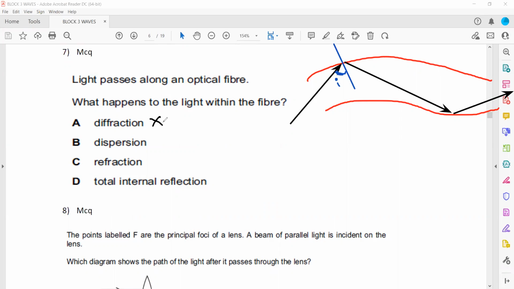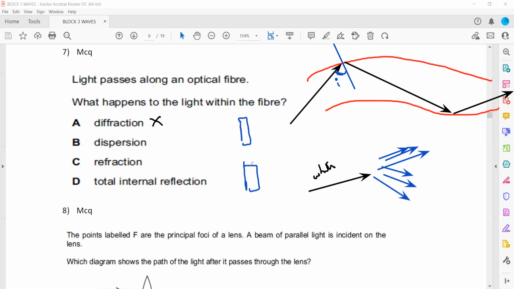So it is not diffraction. Dispersion means when white light passes from one medium to another, it spreads out into 7 colors: violet, indigo, blue, green, yellow, orange, and red. Diffraction means spreading of the wave around an obstacle, like when the wave is passing through a gap, it spreads out. Dispersion means when the white light spreads into 7 colors: violet, indigo, blue, green, yellow, orange, and red.